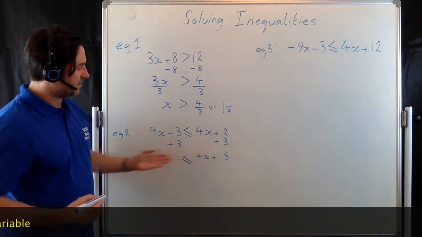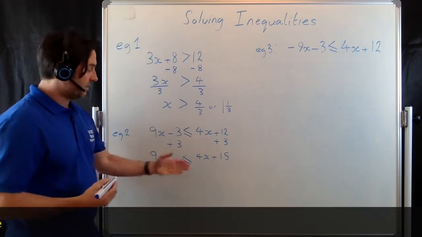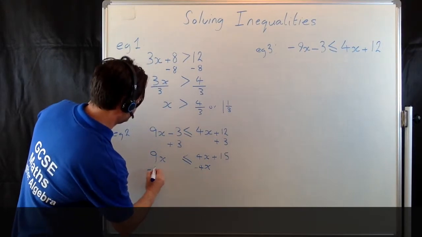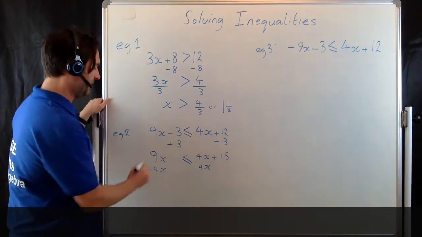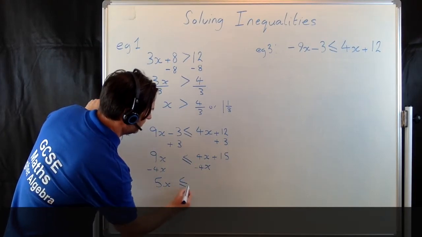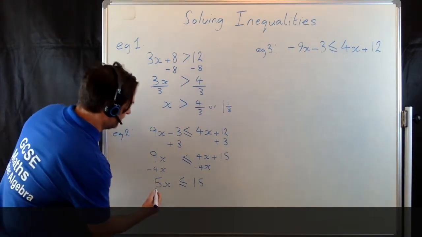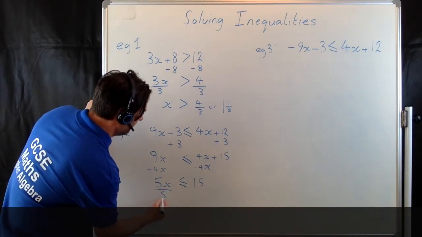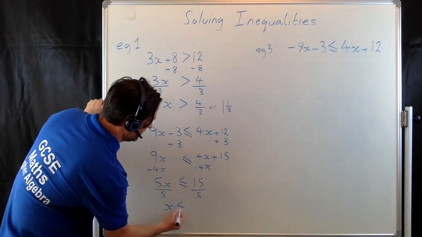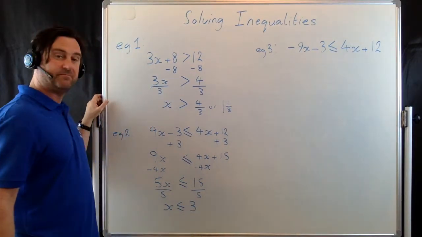Now we need to deal with these x's on both sides. We only want them on one side. We want them on this side. So I'm going to take the 4x away. Whatever I do to one side, just like an equation, I do to the other side. So I'm now left with 5x is less than or equal to 15. And to finish this one off, to get rid of that 5 there, if I divide both sides by 5, I'm left with x is less than or equal to 15 divided by 5 gives me 3.